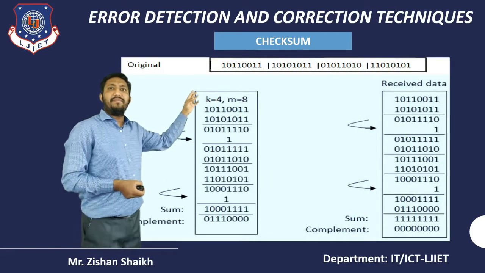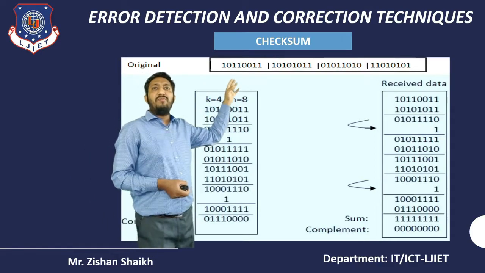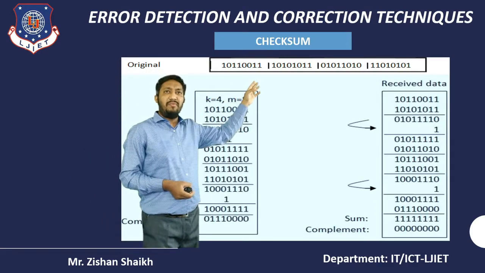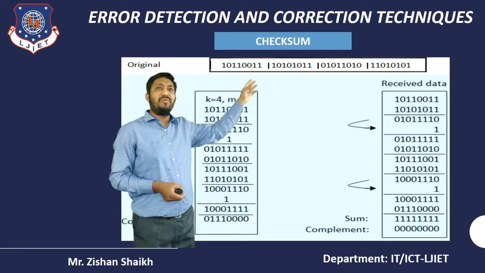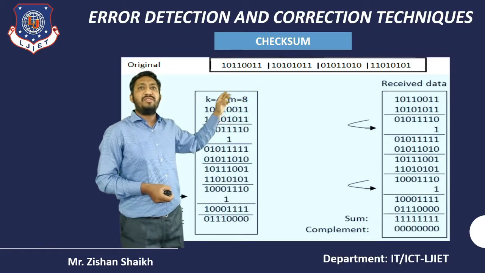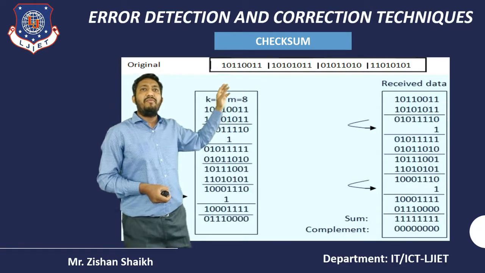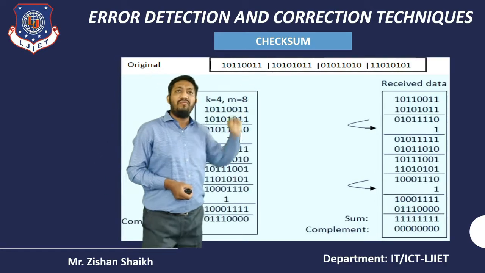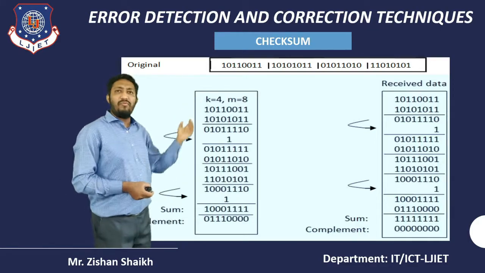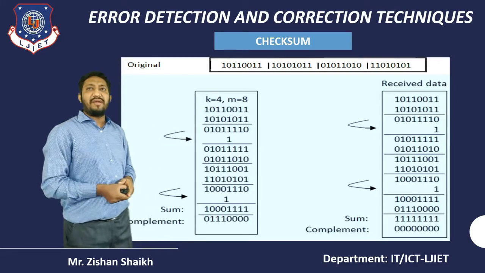Understand, this is our data item: 0 1 1 0 1 1 0 0, 1 1 1 0 1 0 1 0, 1 0 1 1 0 1 0 1, 1 0 1 0 1 0 1 and so on. Now what operation are we performing at the sender side?